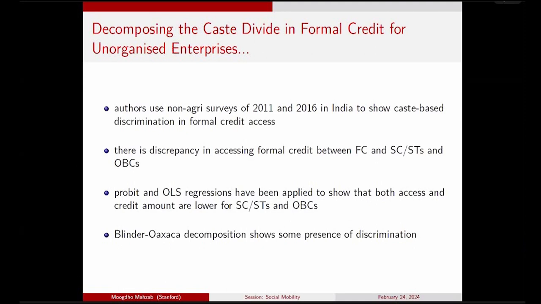So for the audience, the SC, ST, and OBC are the backward castes in the definition of the caste system. The authors have used Probit and OLS regression, and they show that both access and the credit amount are lower for SCs, STs, and OBCs compared to the forward caste.